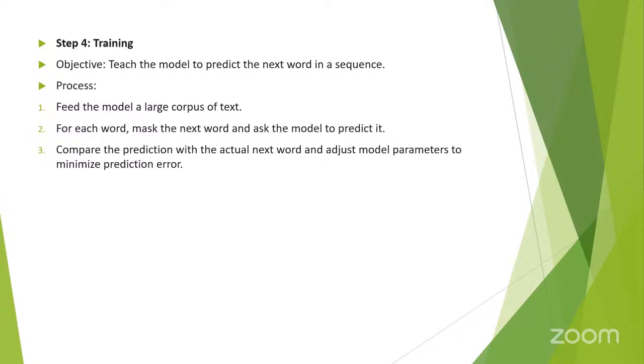After that, we will compare the predictions with the actual next word, and then adjust our model parameters to minimize the prediction errors. This is how we can use it for next word prediction. Likewise, we can use it for text generation, and if there is a very long sequence of data, we can use this model for text summarization.